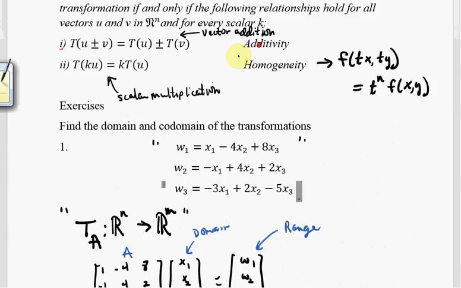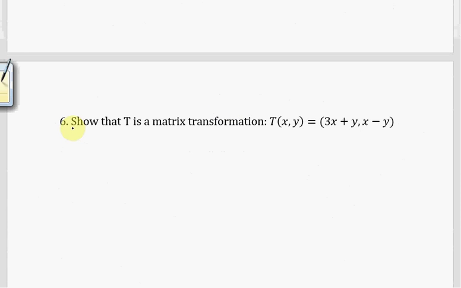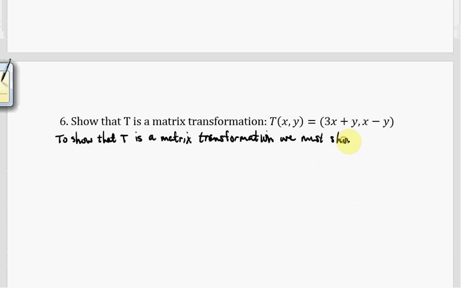These are the two things that define a linear transformation. Let's see. So, to show that T is a matrix transformation, we must show that vector addition holds in scalar multiplication.